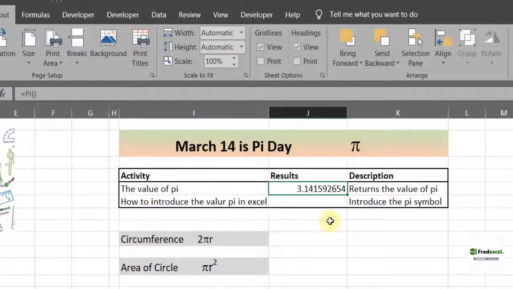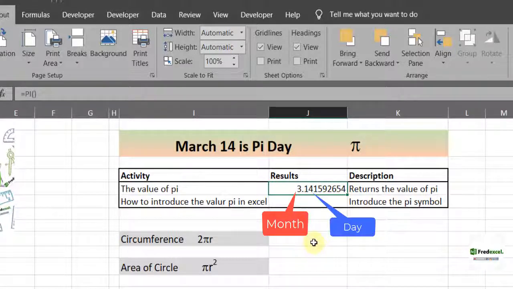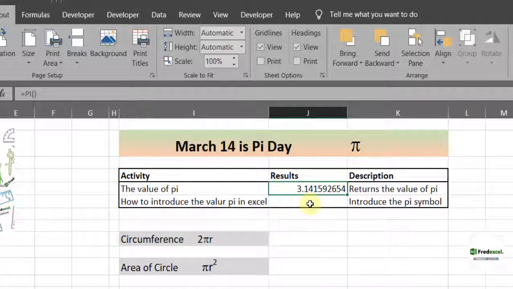3.143, and I'm sure for the countries that write the month first followed by the day, especially America, you can see here that it's March dot the 14th. I'm sure that is why March the 14th is noted as Pi Day.